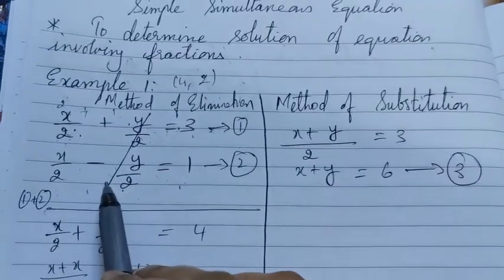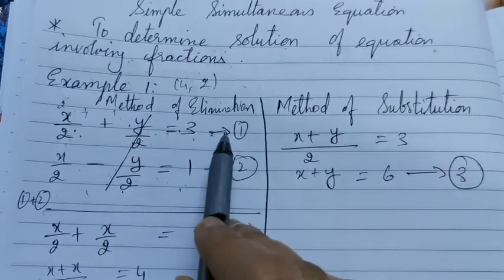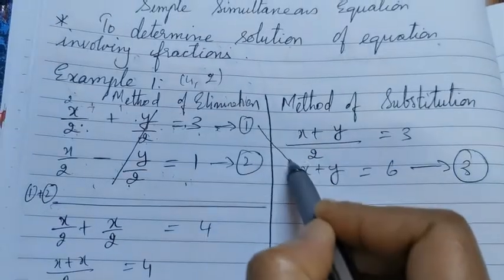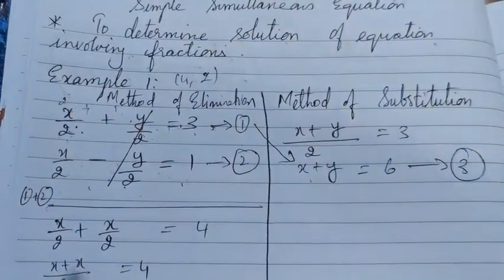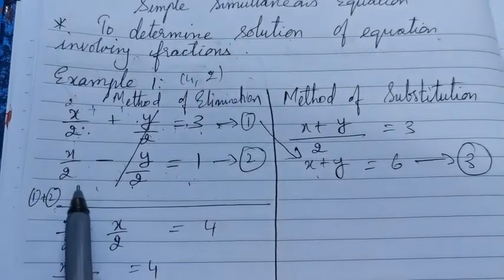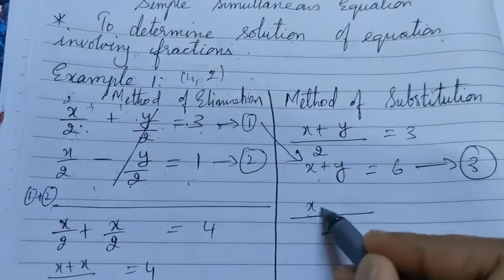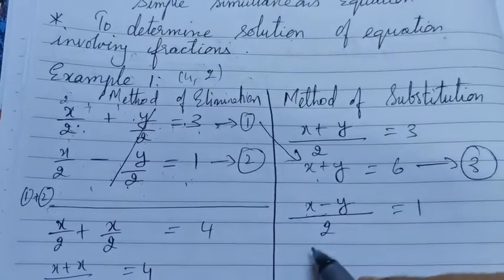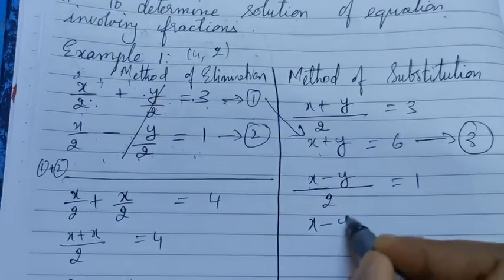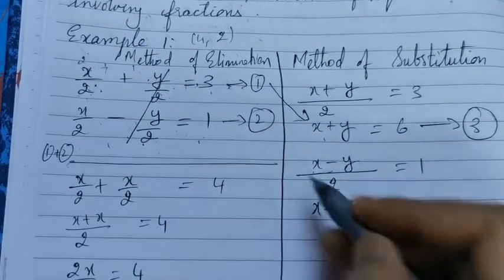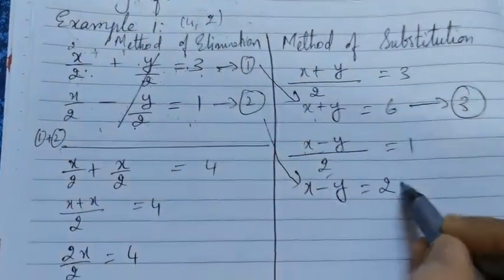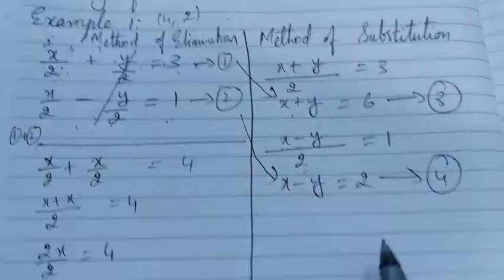Now the first equation became in this form. For the second equation, again the LCM is 2. So 2 times x minus y by 2 is equal to 1 gives x minus y is equal to 2 ones are 2. Now my second equation became in this form.